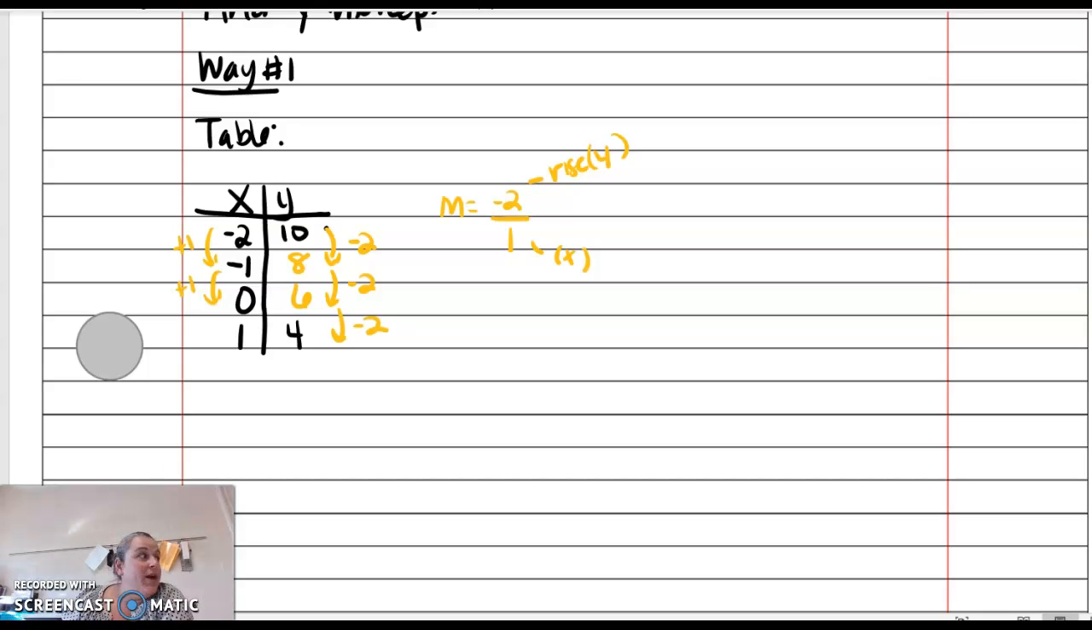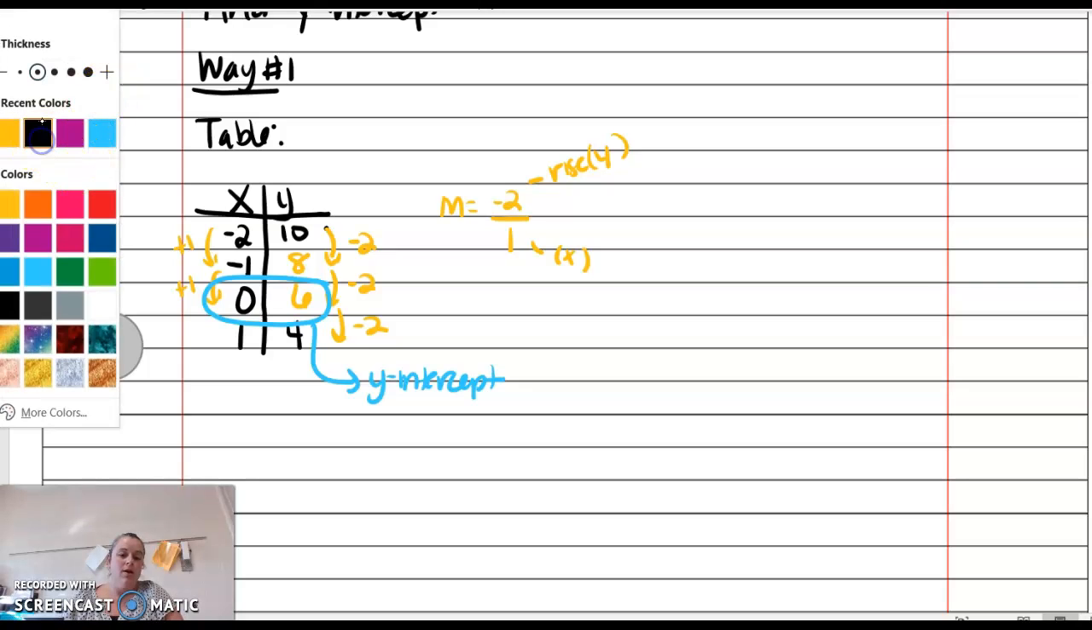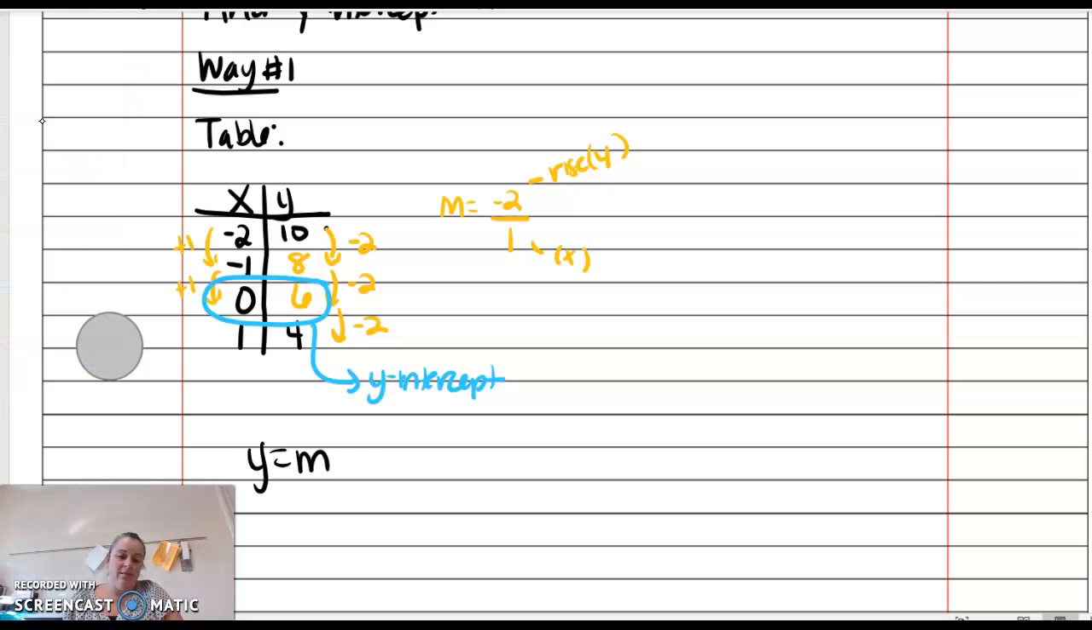But we do have our y-intercept here at 0. This is your y-intercept. Okay, so we know our y-intercept is 6. Our slope is -2. We should be able to write the equation. So I get y equals mx plus b. So I get y equals my slope, which is -2, x plus my y-intercept, which is 6.